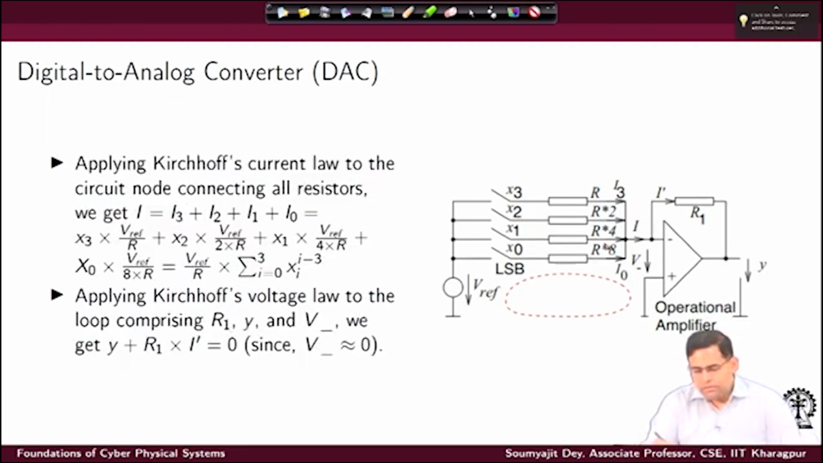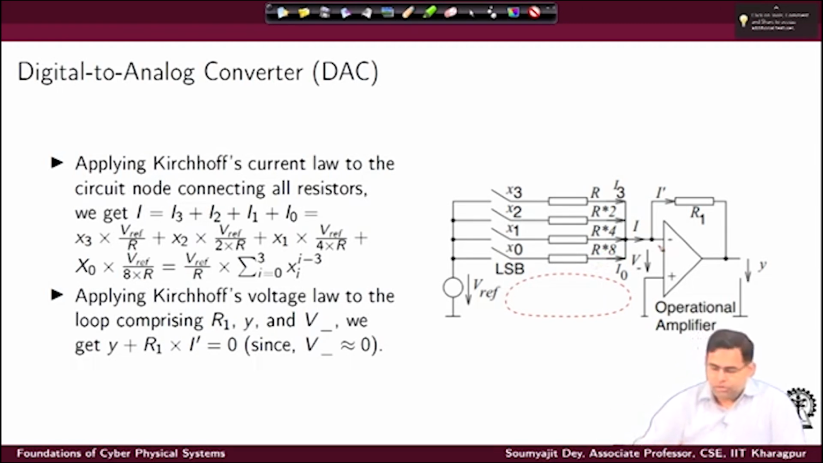Now what this means is, whenever you allow the current to flow, the amount of current that flows will really depend on the weightage of the bit, right? So when it's LSB, you have the current VREF divided by R times 8, right? So that's how the weightage is.